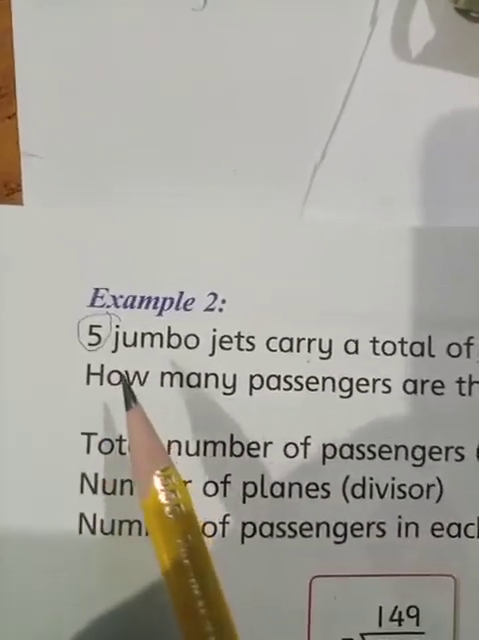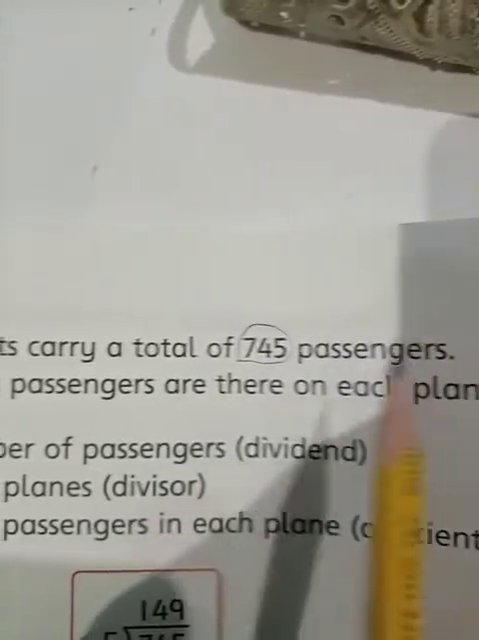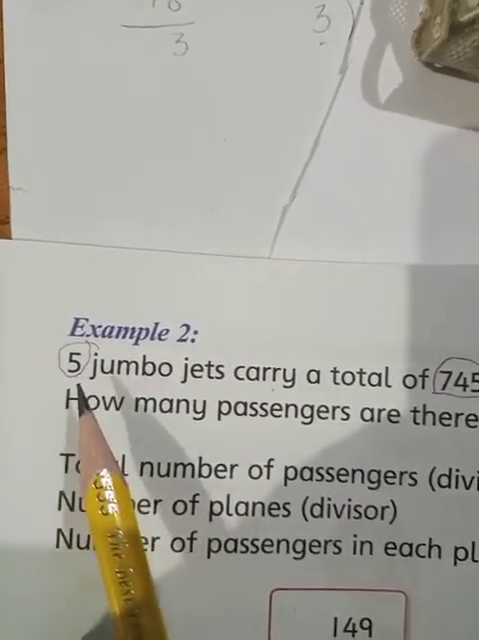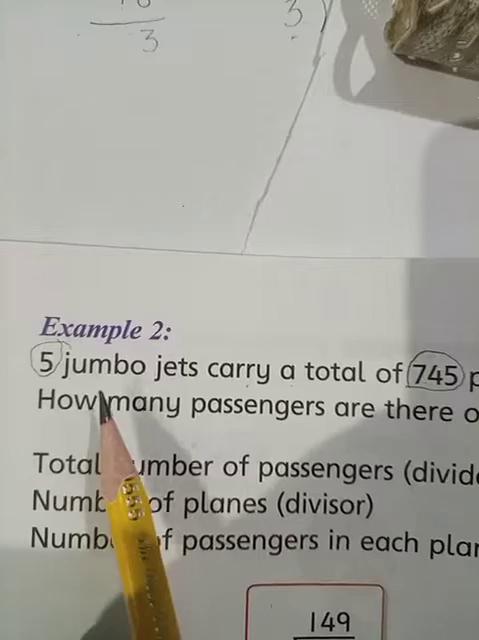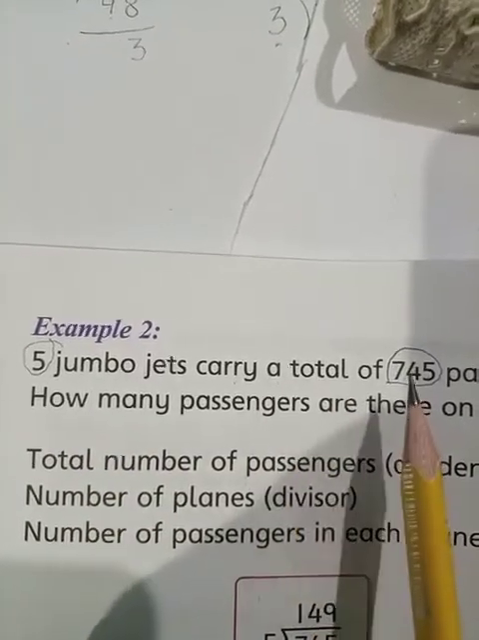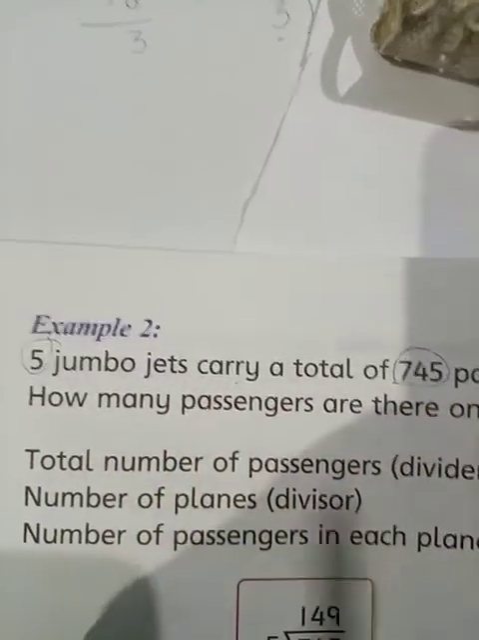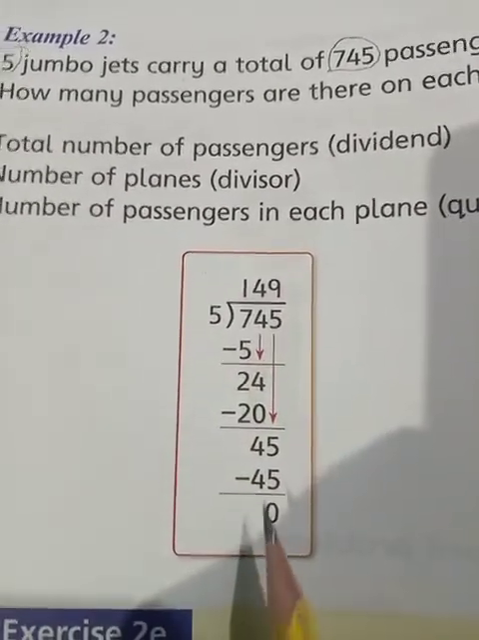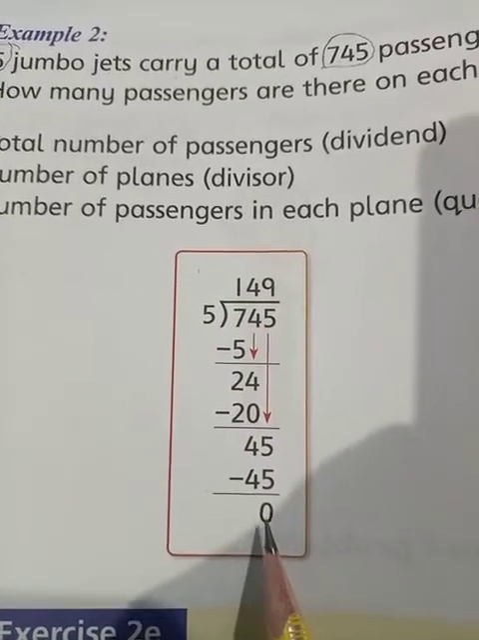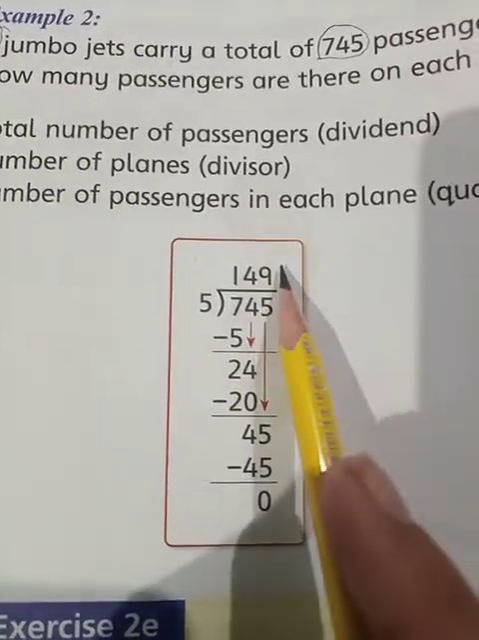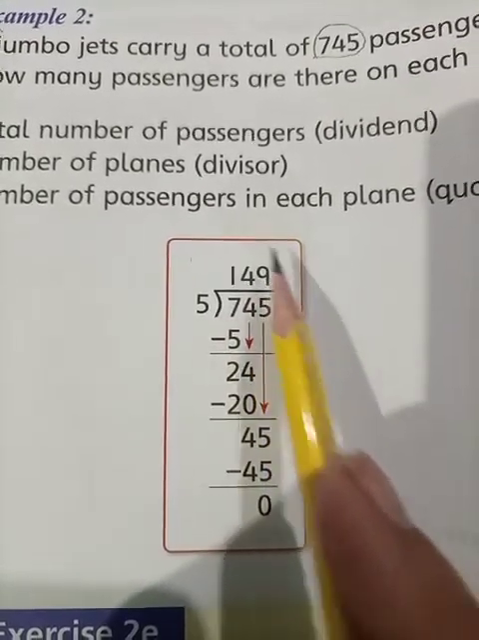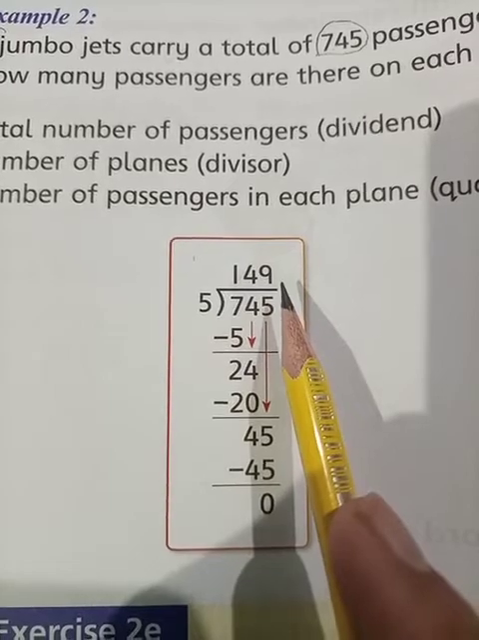Okay. So students, we will take the total number of passengers, that will become our dividend, and the number of planes will become our divisor. By this we can count the number of passengers in each plane. The quotient will be our answer. Look here, by the simple division process, this question is solved for you with no remainder. So students, this 149 is the answer. It means that each plane will get 149 passengers.